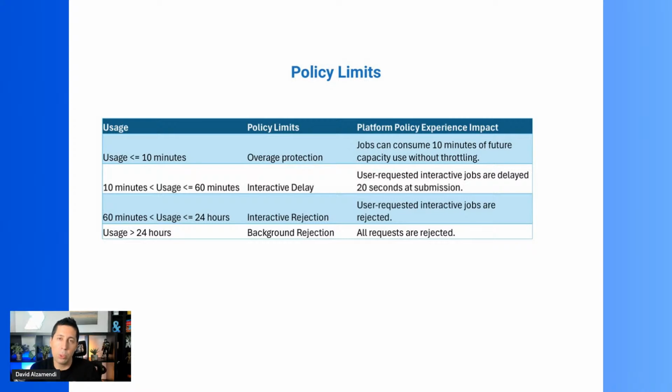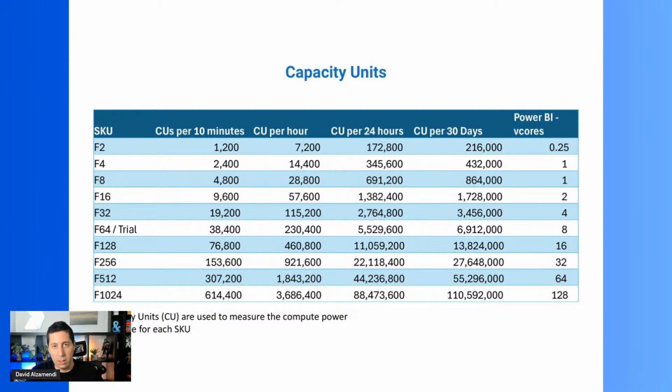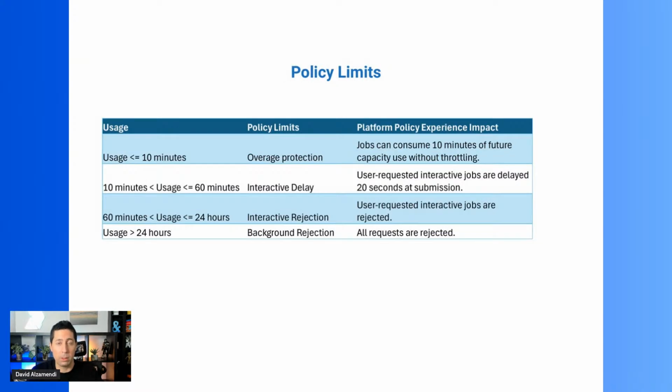Let me put it this way, right? So you are given a specific number of capacity units in each tier. And you can see as well that in F2, in a period of 10 minutes, you have 1,200 capacity units. So that means that you can borrow compute power from the future. So you can essentially borrow up to 1,200 capacity units within a period of 10 minutes without being penalized. But this becomes a little bit more challenging when you start borrowing more capacity units.